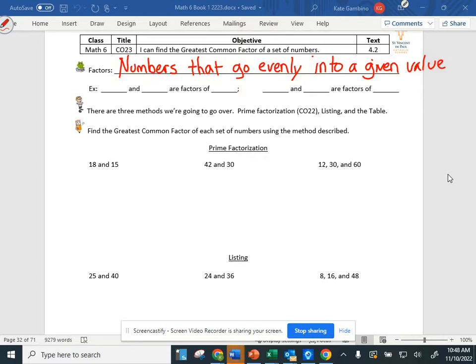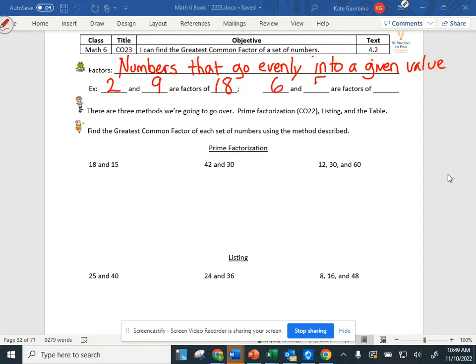Factor buddies. 2 times 3 is 6. So 2 and 3 are factors of 6. So the factors are you multiply it together by another number and you get that big value. So an example would be 2 and 9 are factors of what number? 18. Because 2 times 9 is 18.